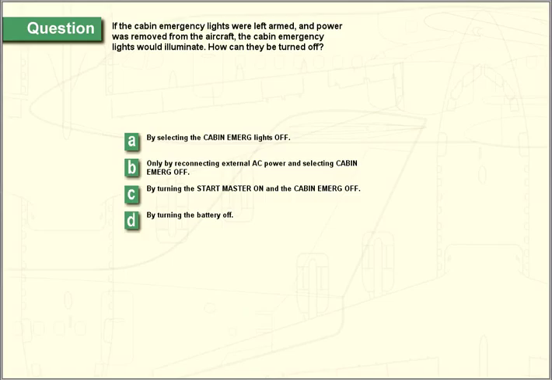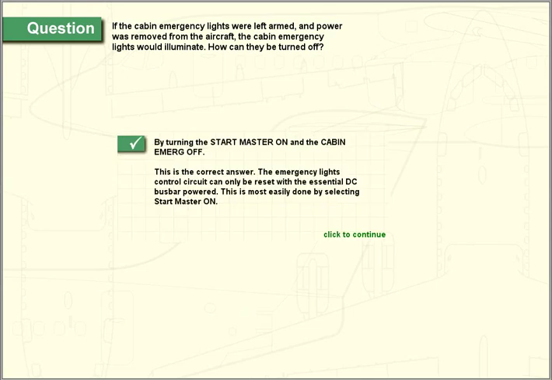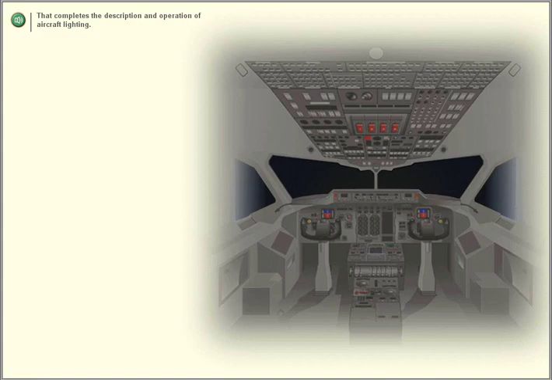If the cabin emergency lights were left armed, and power was removed from the aircraft, the cabin emergency lights would illuminate. How can they be turned off? That completes the description and operation of aircraft lighting.